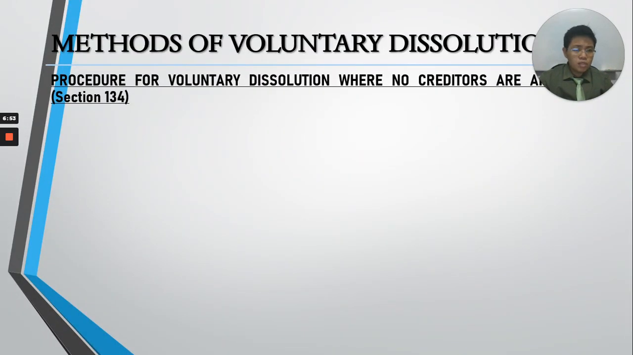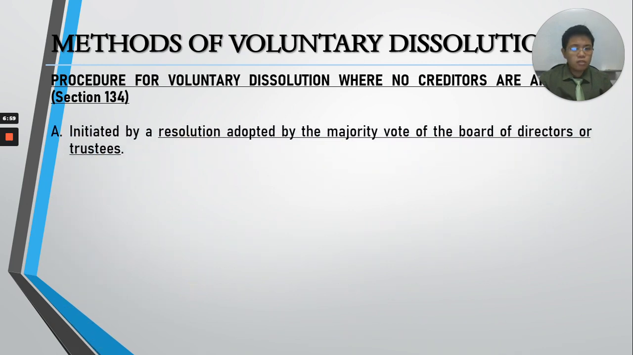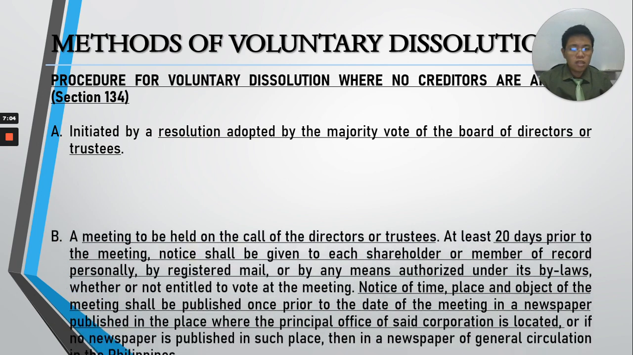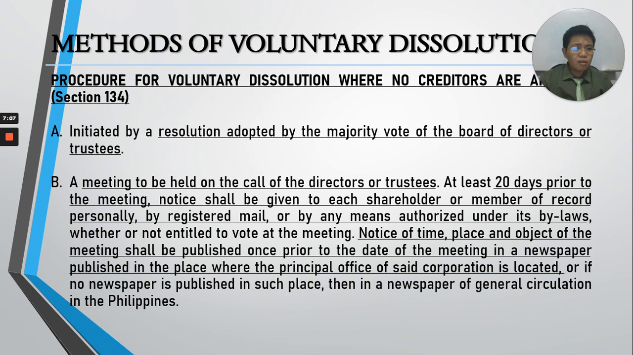So anyway, the procedure for voluntary dissolution under Section 134 are as follows. Number 1, resolution ng majority BOD or BOT, katulad ng sinabi ko kanina. Siyempre, magkakaroon ng meeting para i-approve itong resolution ng mga stockholders and also the members. So, at least 20 days prior to the meeting, kailangan magbigay ng notice to each shareholder or member personally, by registered mail, or any of the means authorized by the bylaws. So, pwedeng yung mga electronic, remote, etc. as long as it is authorized in the bylaws.